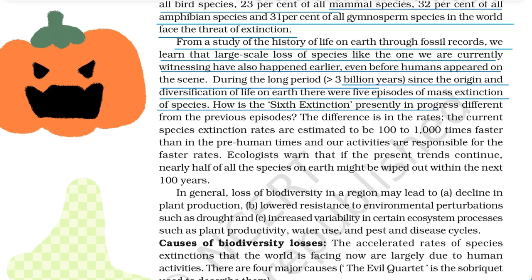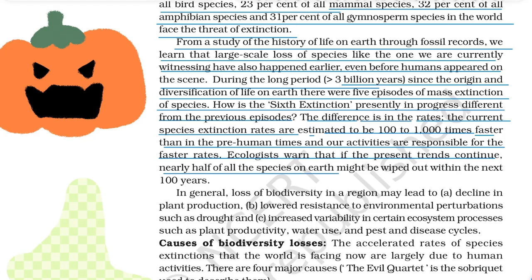How is the sixth extinction presently in progress different from the previous episodes? The difference is in the rates. The current species extinction rates are estimated to be 100 to 1000 times faster than in the pre-human times, and our activities are responsible for the faster rates. Ecologists warn that if the present trend continues, nearly half of all the species on Earth might be wiped out within the next 100 years.